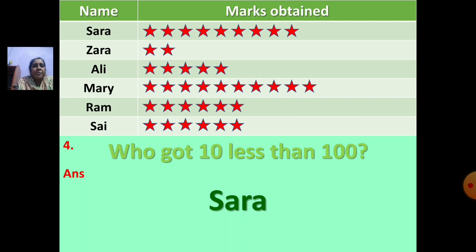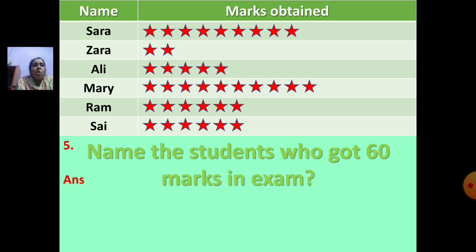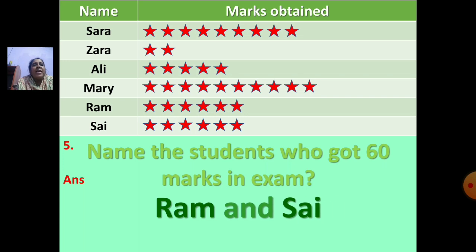Name the students who got 60 marks in exam. Now who got 60 marks in exam? 60 marks means how many stars should be there? 6 stars. Okay, so you have to see the name of the children who got 60 marks. So count the stars where you can see 6 stars. Who are the students who got 60 marks? Ram and Sai. In front of both the names, Ram and Sai, you can see 6 stars are there. So both the students got 60 marks in exam.